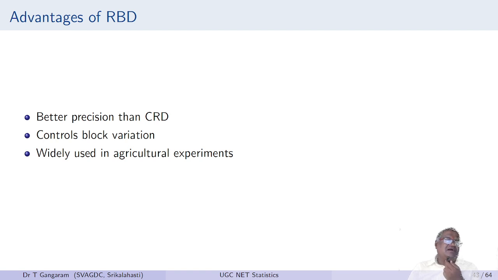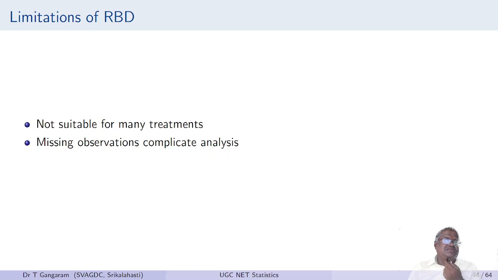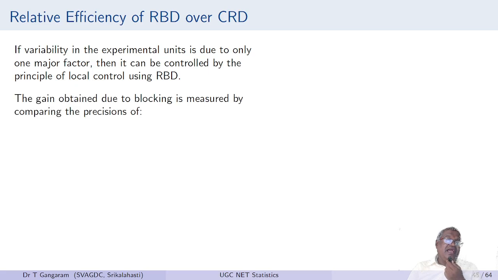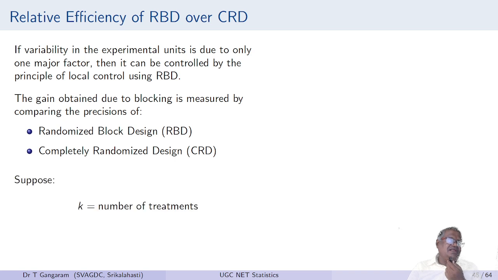Better precision controls block variation, widely used in agriculture, but not suitable for many treatments. Missing observations complicate analysis. Here, the relative efficiency of RBD over CRD: if variability in experimental units is due to only one major factor, then it can be controlled by the principle of local control using RBD. The gain obtained due to blocking is measured by comparing the precisions of RBD and CRD.